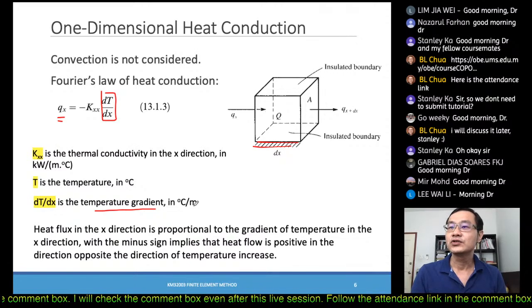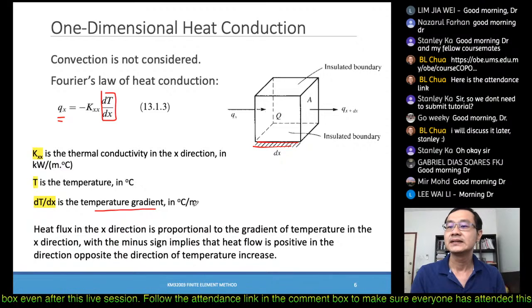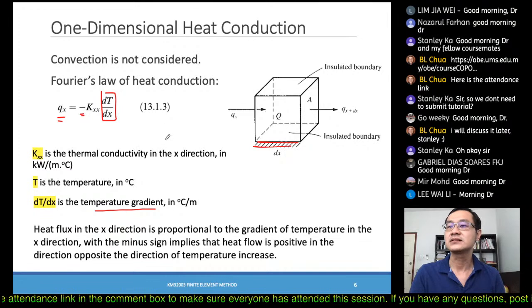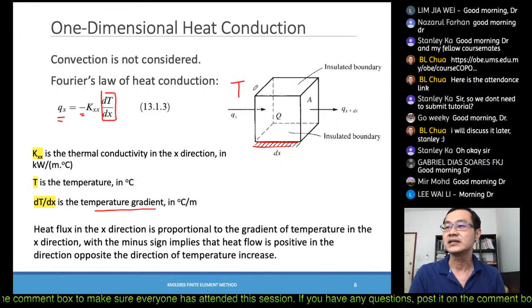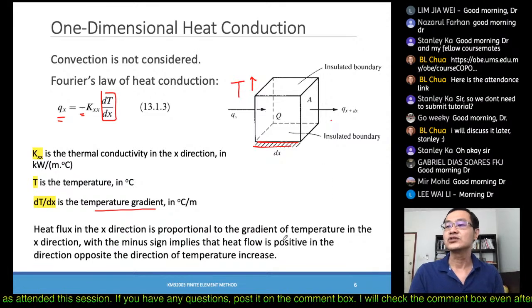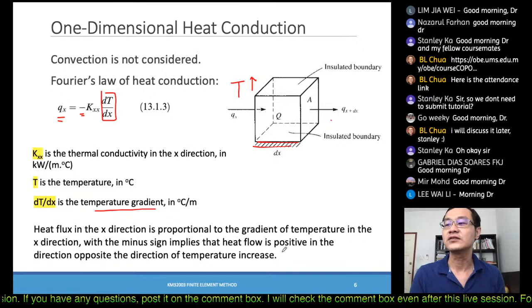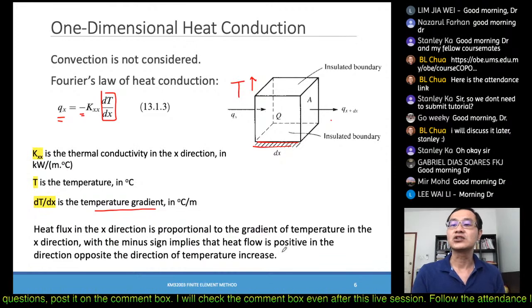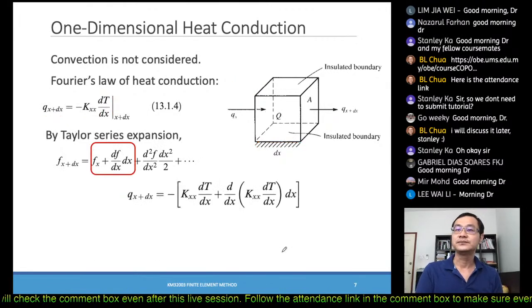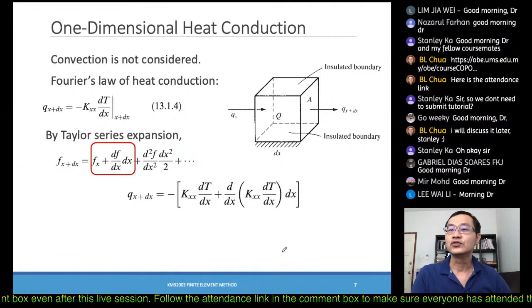In these equations we would see that the minus sign occurs here, as the temperature over here is usually higher than the other side. So there will be a heat flow with positive direction opposite to the direction of the temperature increase.